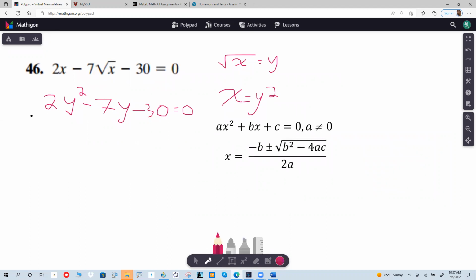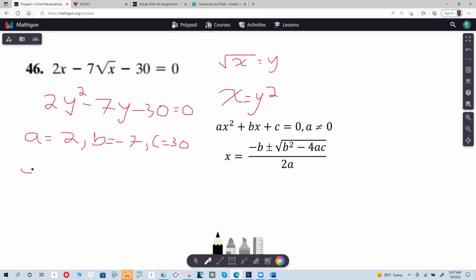Anyway, right here. I know this is an x. Doesn't matter. y works just as good. So I'm going to very carefully say a is 2. B is -7 and c is -30.